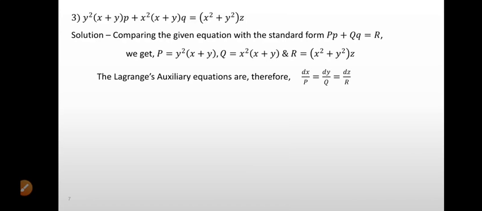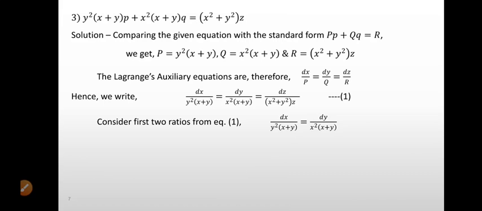One more example, y square into x plus y p plus x square into x plus y q equal to x square plus y square into z. This is somewhat different example as compared to previous examples. So just concentrate on the multipliers here to get the solution. The first part is very common, to identify PQR, to write the auxiliary equations, then to get the three ratios. Now consider first and second ratio. Here straight away you can cancel x plus y. It is common factor in both denominators.